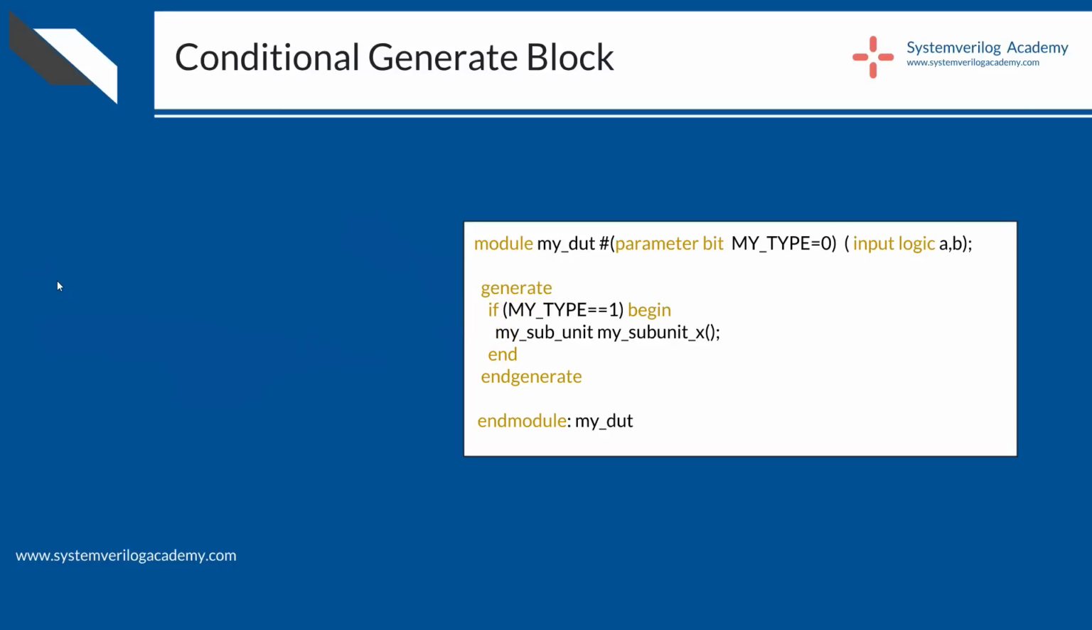A conditional generate block can be constructed by using any of if-else-if or case statements within the generate block. You don't need to use a gen_var within a conditional generate block, because you don't need a looping variable in it. In this example, within the generate block, an if statement is used to instantiate MySubUnit, if the parameter value is 1.